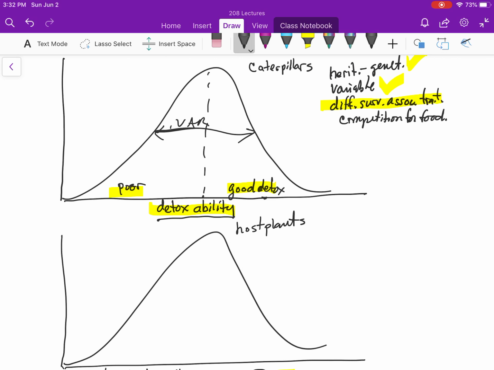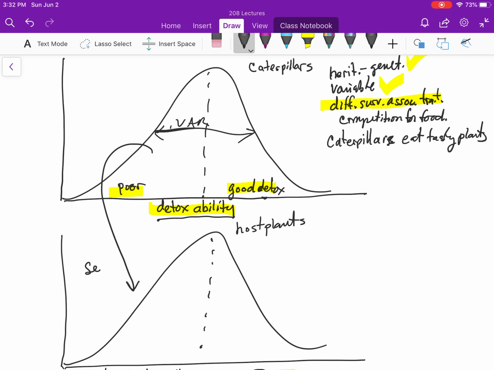Let's take a look at what happens on the other side then. These caterpillars are going to preferentially feed on the plants that taste the best. And so what we're going to have is caterpillars eat tasty plants. So that means that they are going to have a lot of selection against these guys, and which is essentially selection for these plants on this side.